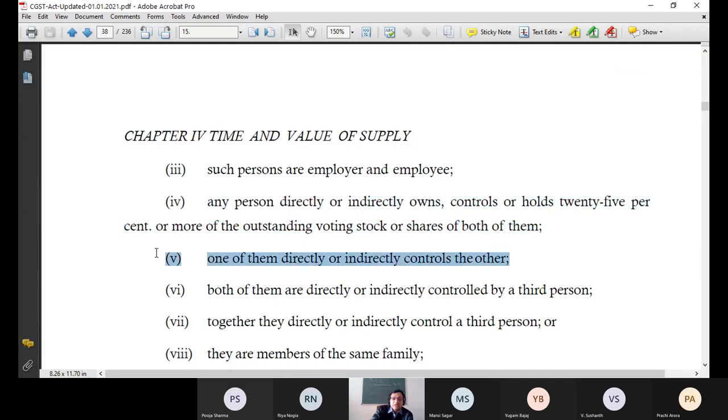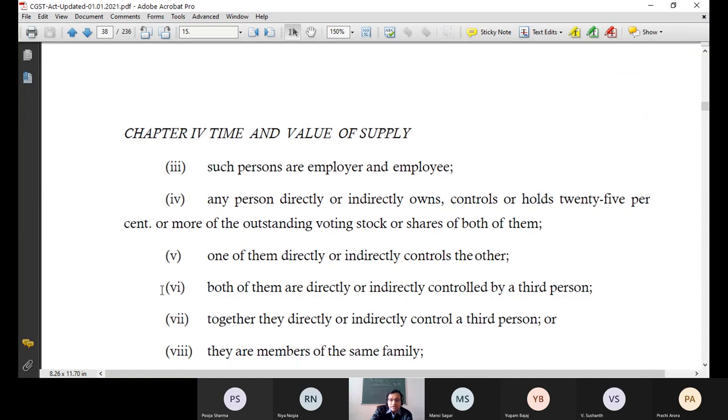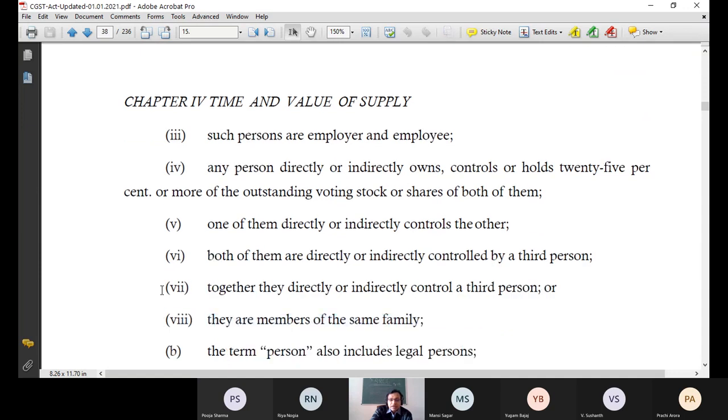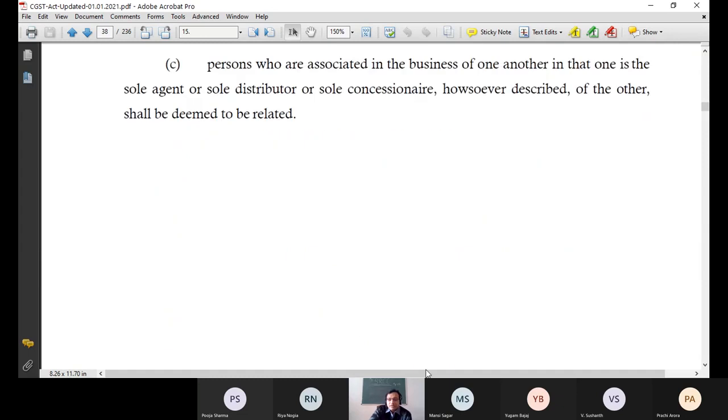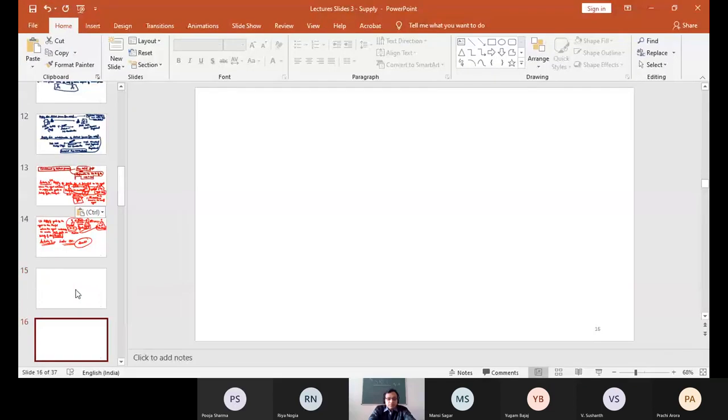So these are so many examples technically. Both of them are directly or indirectly controlled by a third person. Together they directly or indirectly control a third person, and they are members of the same family. That's it. This is what the meaning of related persons is. So now let me try to simplify this for you, so that you can understand it clearly.